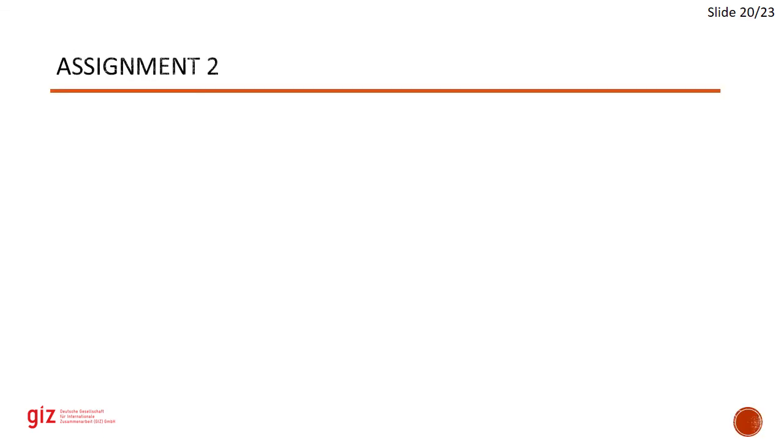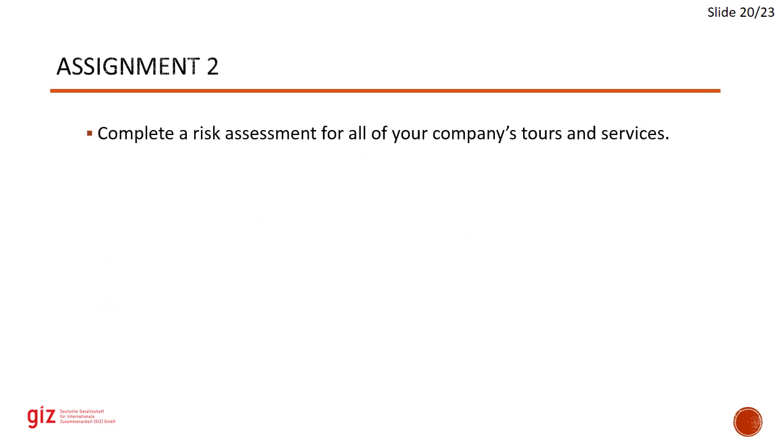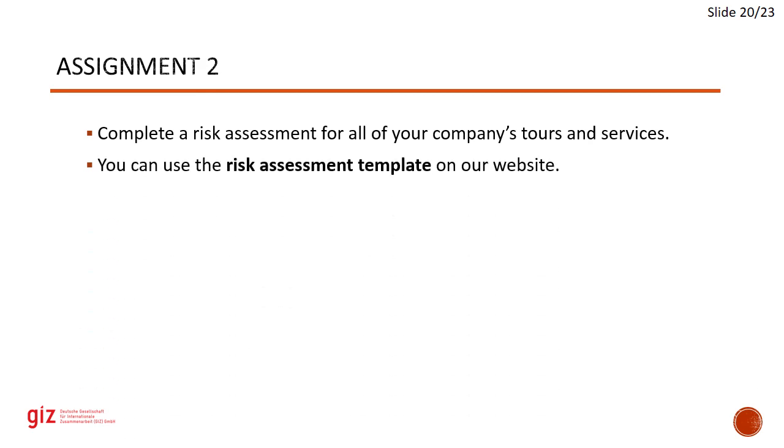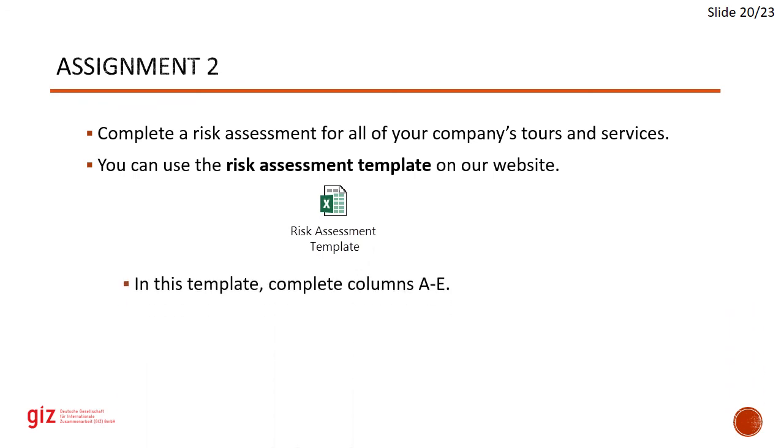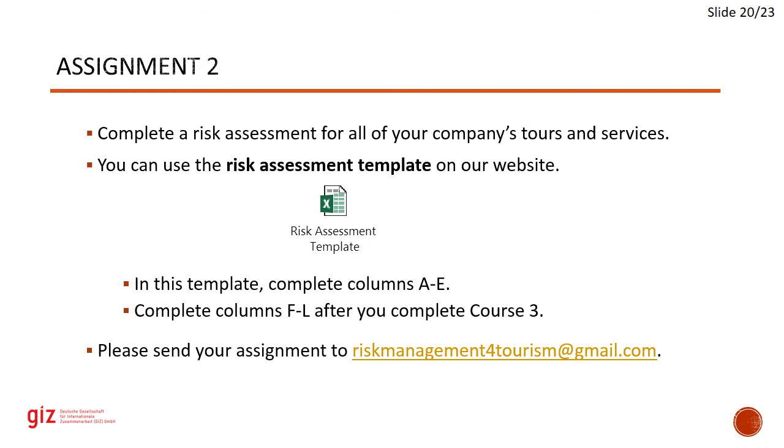Now let's quickly go over the homework assignment. The second homework assignment is to complete a formal risk assessment for all of your company's tours and services. If you want to, you can download the risk assessment template on our website to help you. In this template, you can complete columns A to E. You can complete columns F to L after you do course 3. Please send your assignments to riskmanagementfortourism@gmail.com. Please also feel free to send questions and comments.